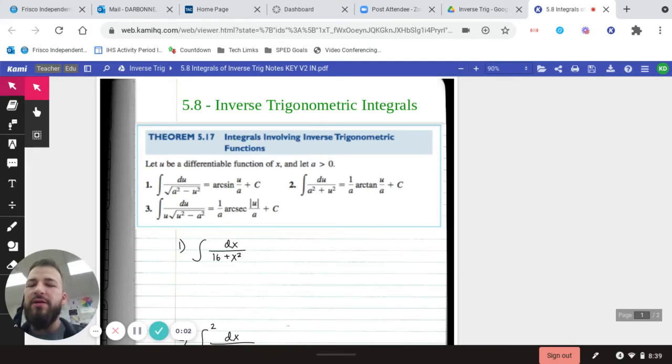Morning, y'all. Today we're going to be talking about inverse trigonometric integrals. Wow, I cannot talk today. Today we're going to talk about inverse trig integrals.